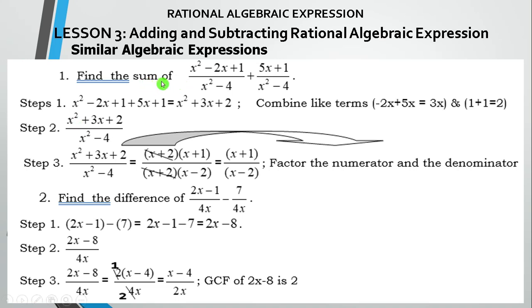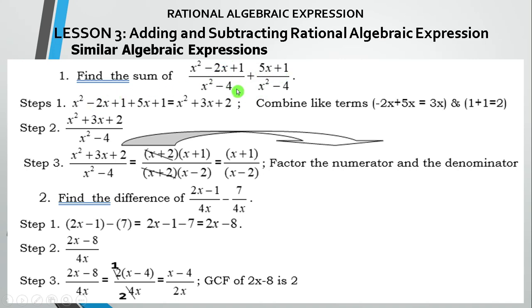Okay, so we have here the example. Find the sum. Sum, ibig sabihin, add. Okay, x squared minus 2x plus 1 all over x squared minus 4, plus 5x plus 1 all over x squared minus 4. As you can see it here, magkapareho po yung denominators nila. So what you're going to do is just copy the denominator and then add.